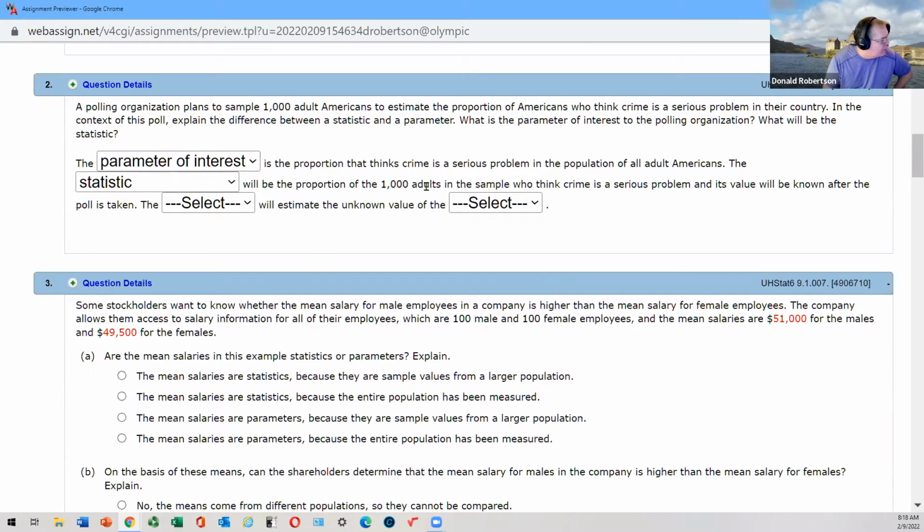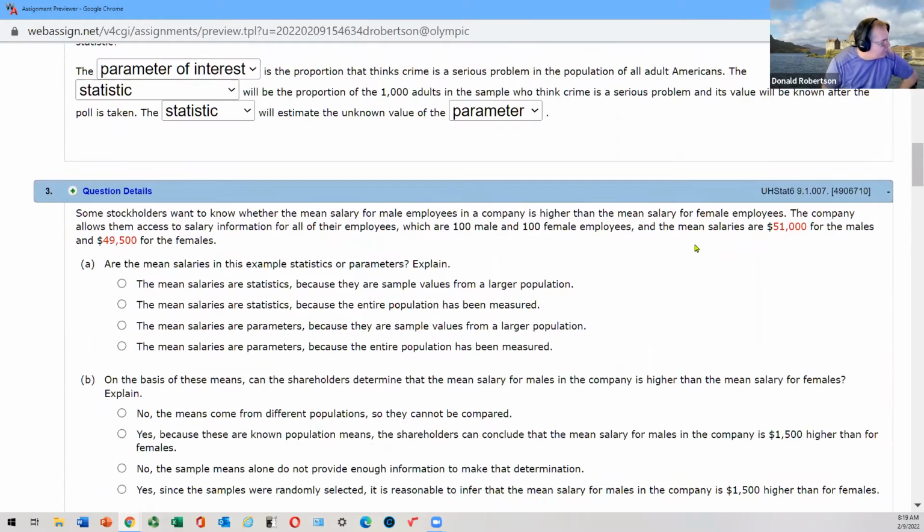Where are we now? This will be a proportion of 1,000 Americans who think that crime is a serious problem, and its value will be known after the poll is taken. The statistic will estimate the unknown parameter. So we use a statistic, right? Out of the 1,000 people, how many said that crime was a problem? We use that number and we use it to predict what we think the parameter would be for the entire population.